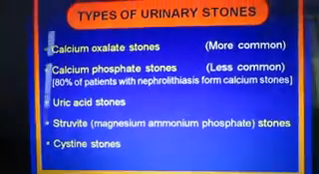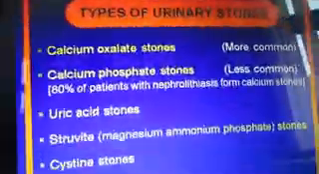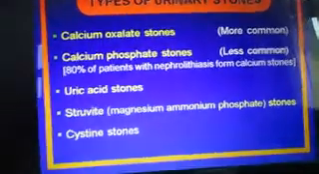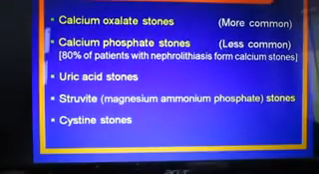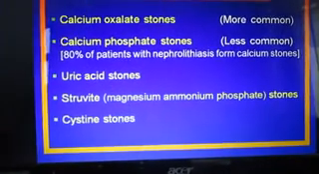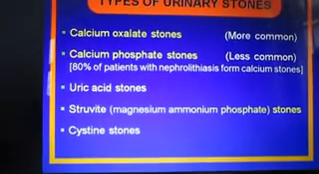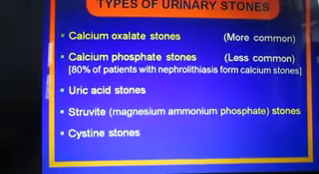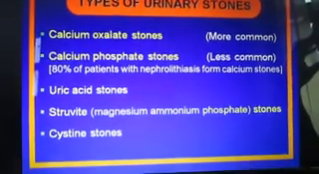Types of urinary stones. We have 5 types of urinary stones. Calcium-based urinary stones represent 80% of patients with nephrolithiasis from calcium stones. Most of them are calcium oxalate stones, and the less common are calcium phosphate stones. Other stones are uric acid stones, struvite stones, and cystine stones.